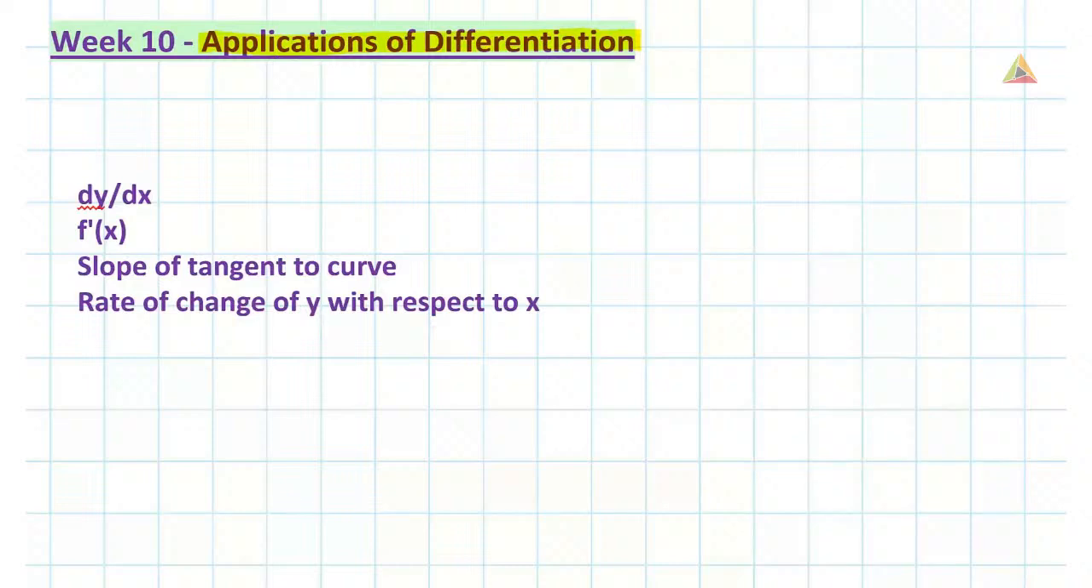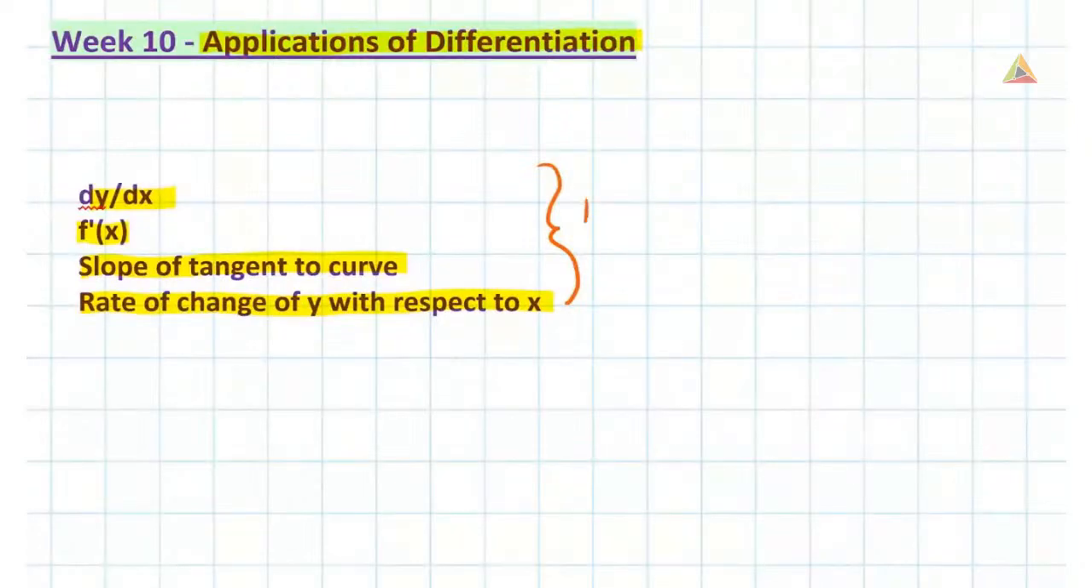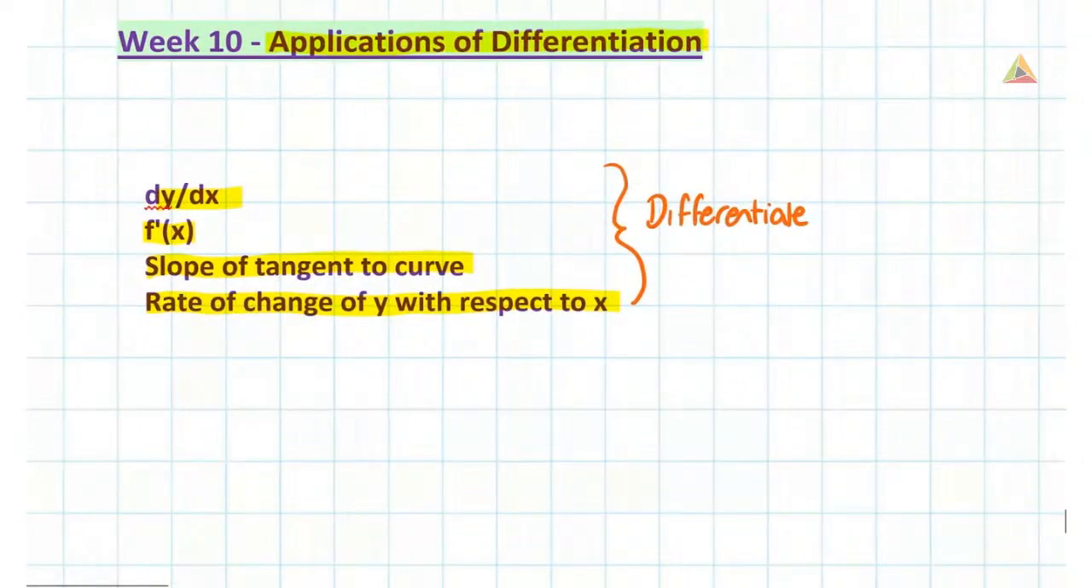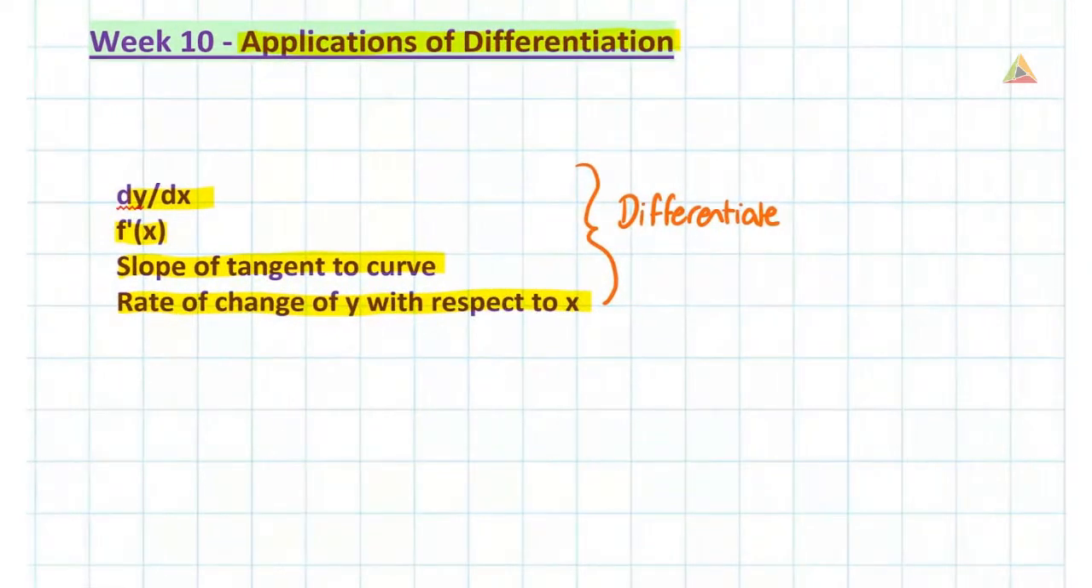You'll see here on your screen, I have just made note of the 4 different ways that we mentioned the last time that you can be asked to differentiate. So dy dx, f dash x, slope of a tangent to a curve, and the rate of change of y with respect to x. And those are just all different ways of asking us to differentiate or to find what we call the derivative. Okay, and we're going to just focus in today on this one specifically, slope of a tangent to the curve.